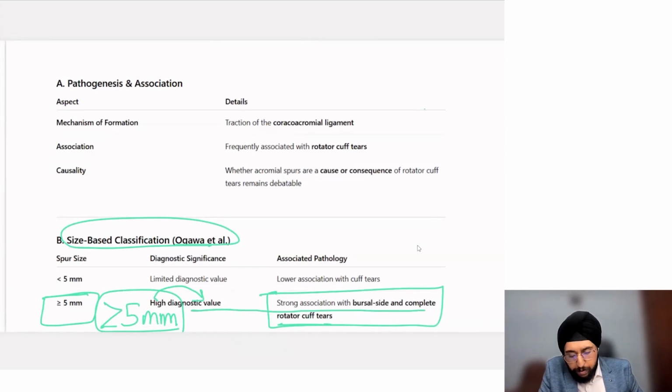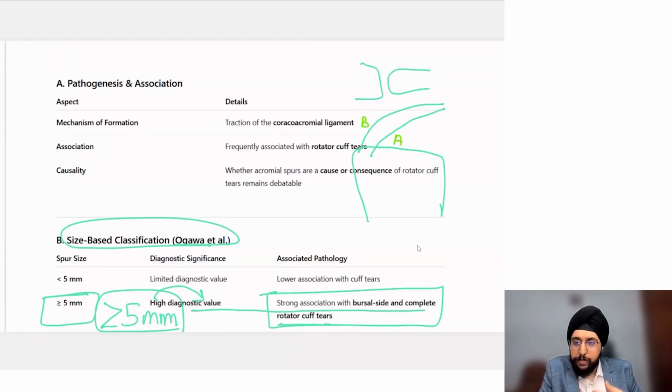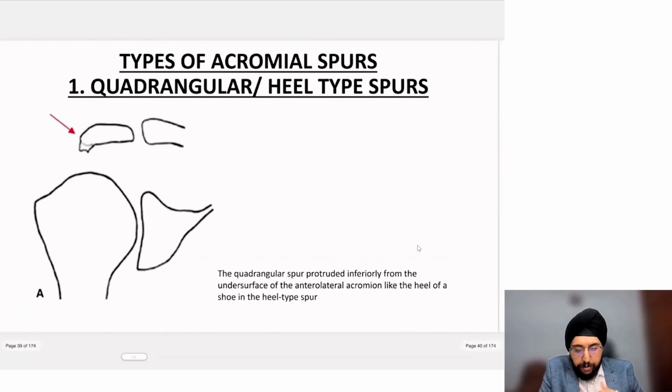So obviously this is the supraspinatus tendon. This is your humeral head. This is the AC joint. This is your articular side and this is your bursal side. We have discussed all of this in the anatomy of the shoulder joint. So any spur would be causing bursal-sided tears. Remember the length more than or equal to 5 mm, very strong association. Let us just look at some pictures of these spurs. You can easily identify those.